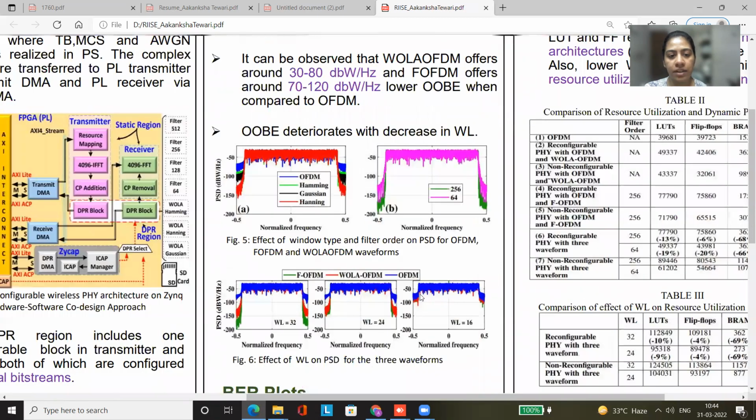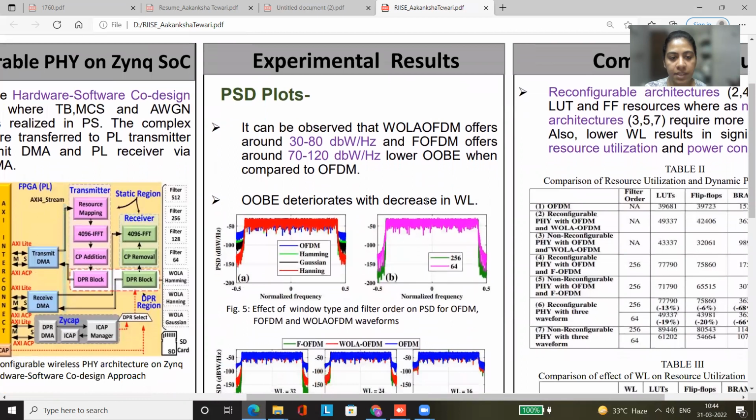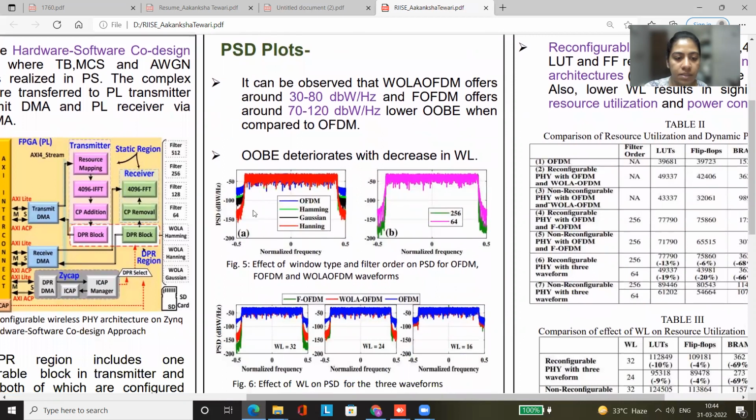Now coming to the experimental results, we have demonstrated them in terms of PSD and bit error rate plots. This figure compares the PSD of the OFDM waveform with the WOLA OFDM waveform for 3 different windows. We can see the WOLA OFDM waveform gives us much lower out-of-band emission as compared to simple OFDM, up to 30 to 80 decibel watts per hertz lower, and thus gives us a better PSD plot. Here we can see that FOFDM gives an even lower out-of-band emission as compared to WOLA OFDM.